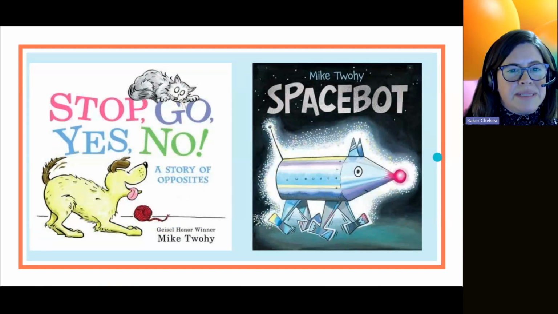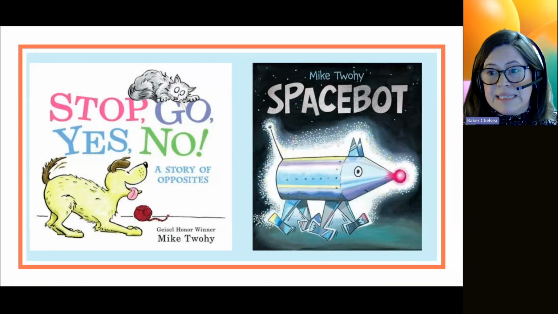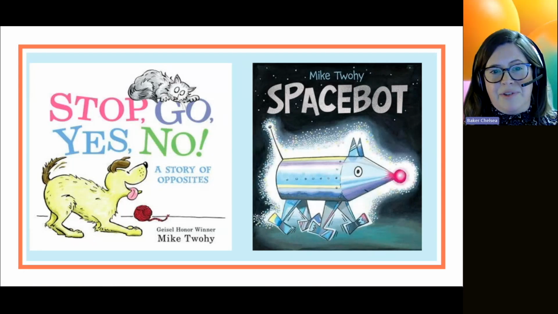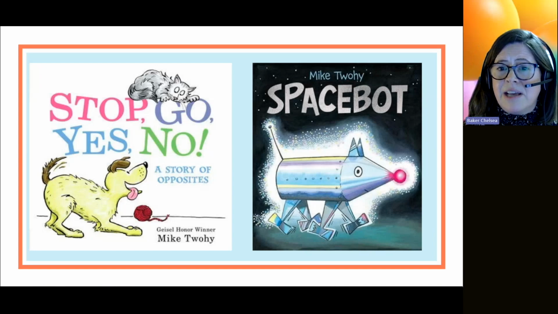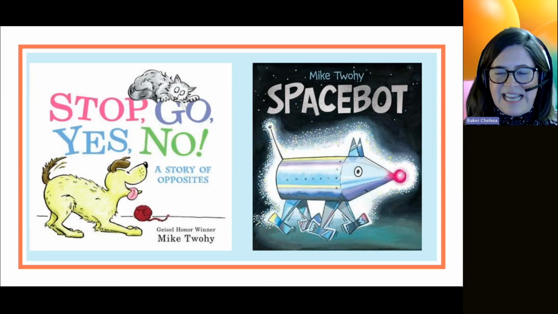Other Mike Toohey books that I find really fun to read aloud for the little ones: Stop, Go, Yes, No, A Story of Opposites. And it's really fun to continue the opposite game after you're finished reading it for a little challenge. And also Spacebot. Spacebot has a good twist at the end, and the rhyming text makes it really engaging and fun.